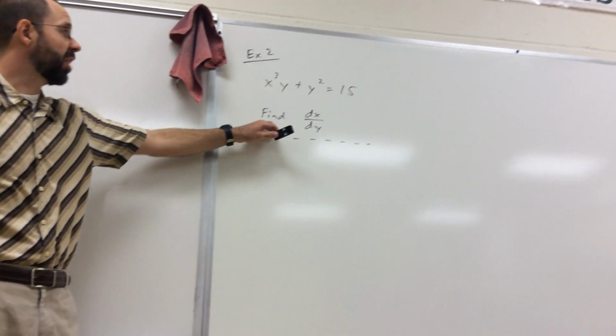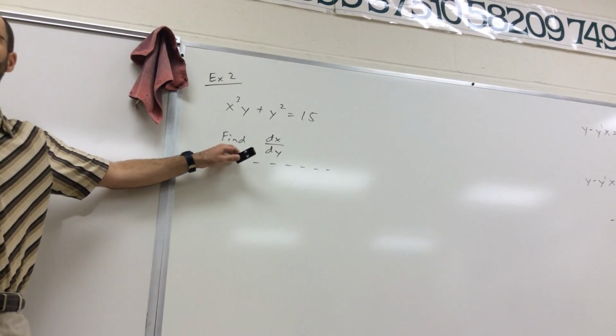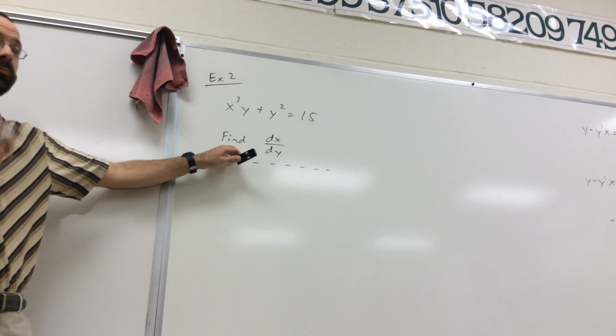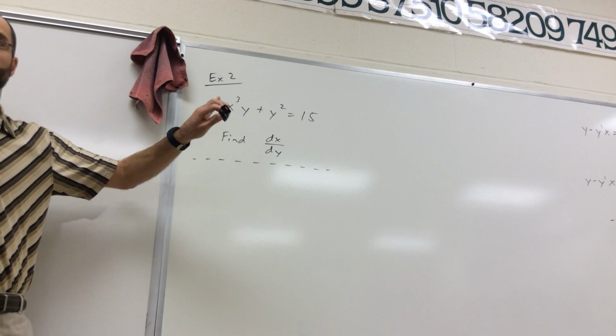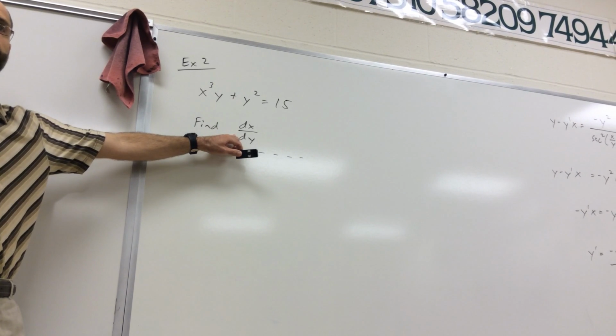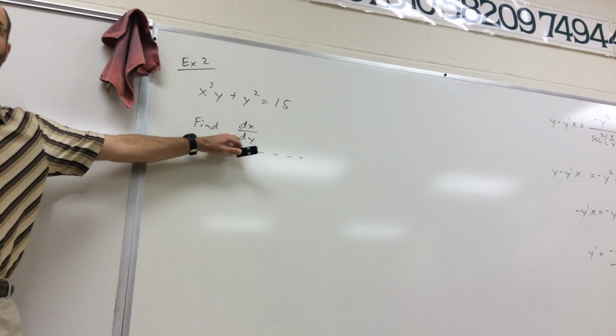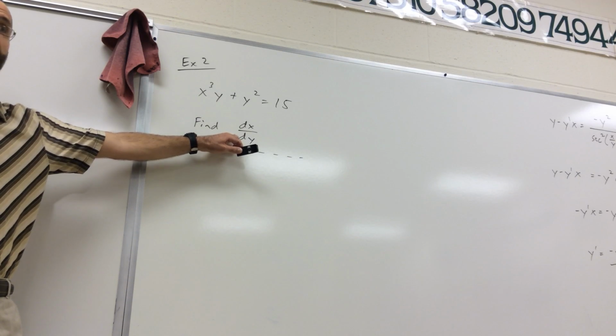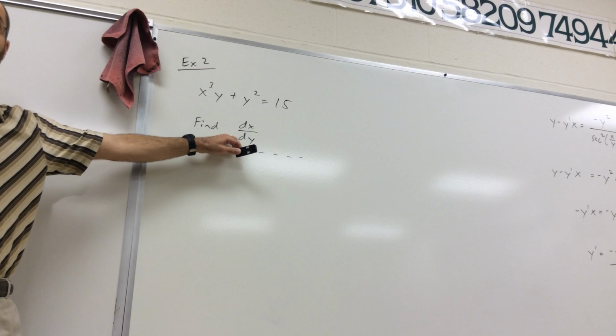Okay, so we've got x cubed y plus y squared equals 15. And then what's going on here? I mean, you don't have to explain it, but how is it different than usual? Yeah, x and y are switched. Usually the derivative is dy dx, right? And this is dx dy. That's not a misprint. I'm doing it on purpose.